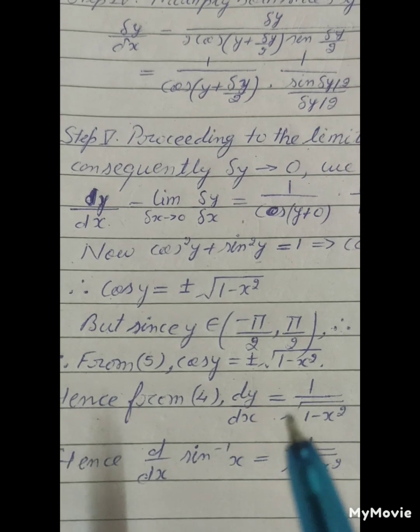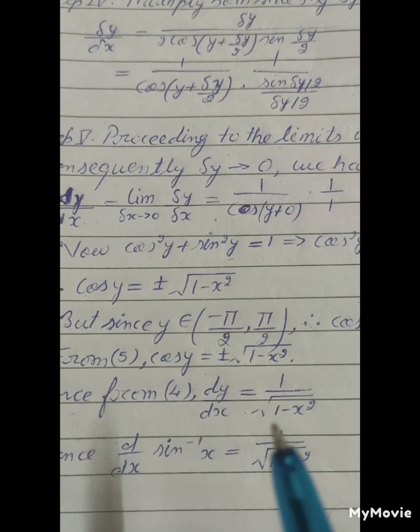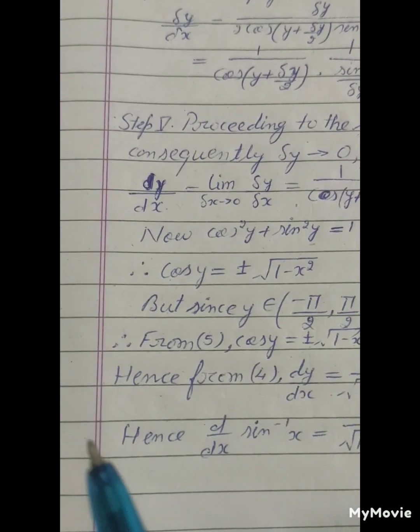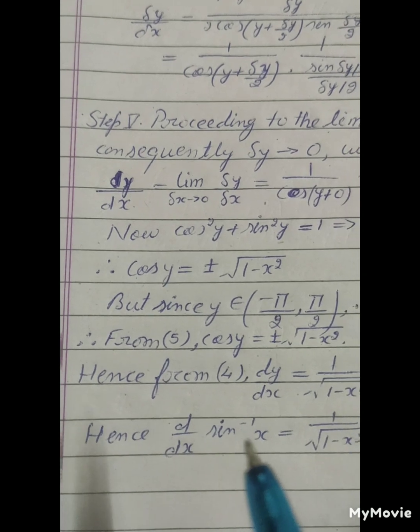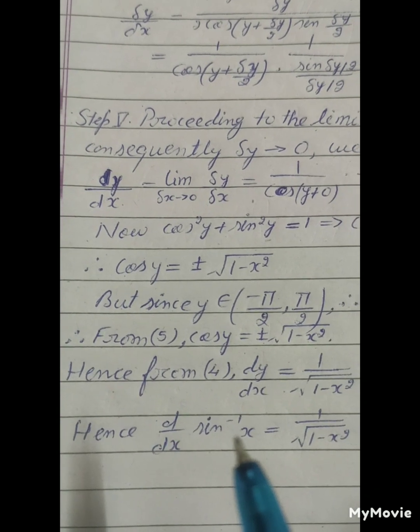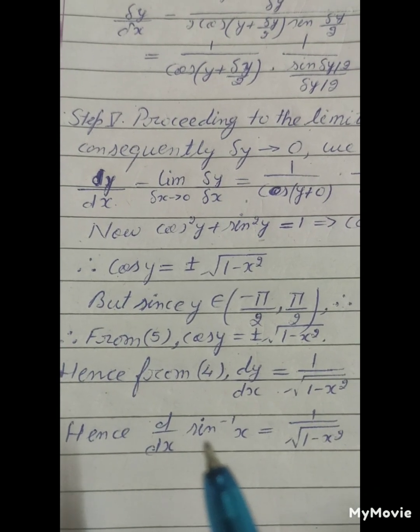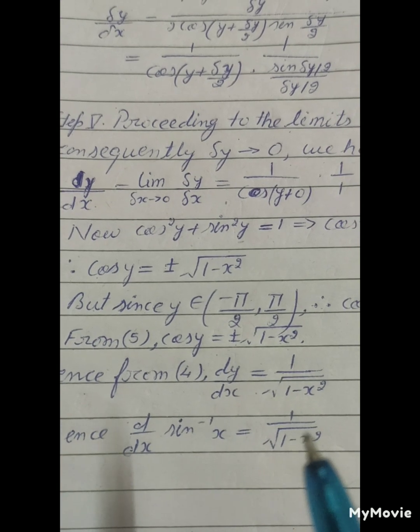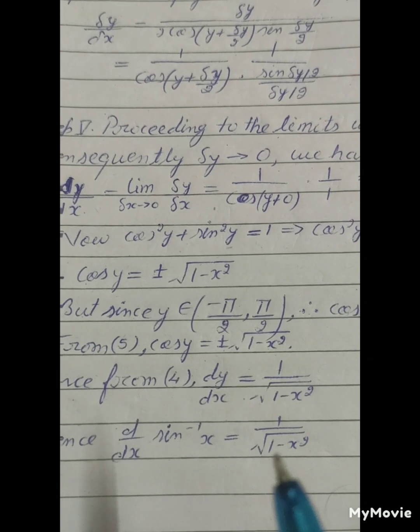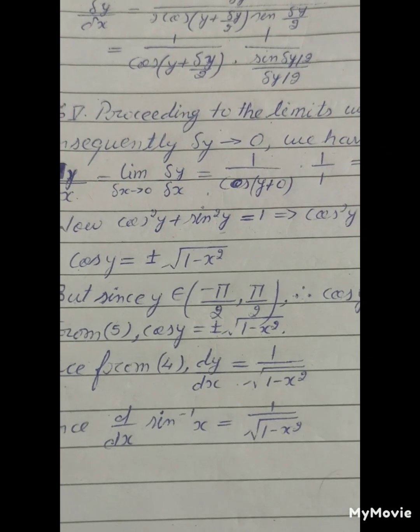Hence from 4, dy/dx = 1/√(1 - x²). Hence d/dx of sin⁻¹x = 1/√(1 - x²).